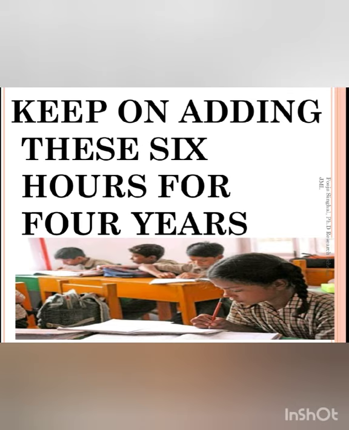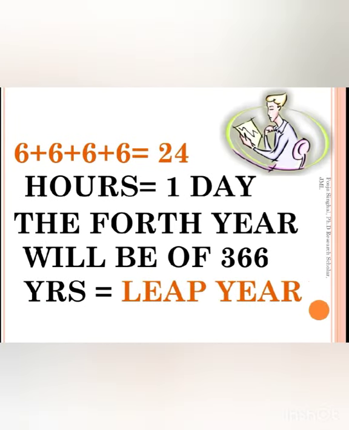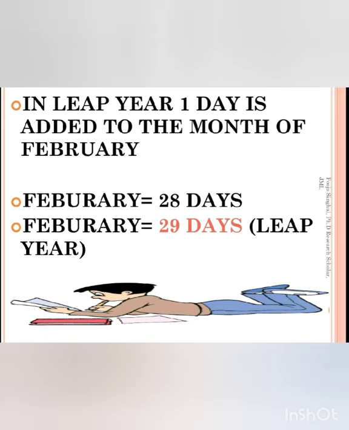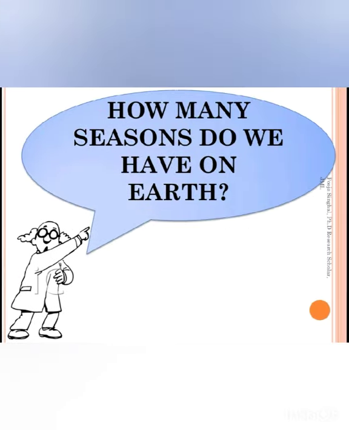Now for 4 years we ignore the extra hours, and then we add that 6 hours each year, so it makes 24, right? 6 plus 6 plus 6 plus 6 is equal to 24 hours. That means one day, which is equal to 24 hours, you know very well. The 4th year will be of 366 days. In that case, February became of 29 days. That's why that year we call it a leap year. As you know, a leap year has 366 days.